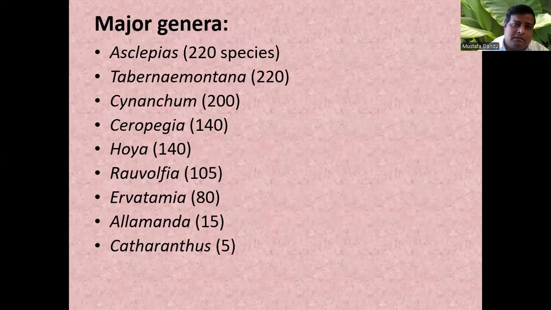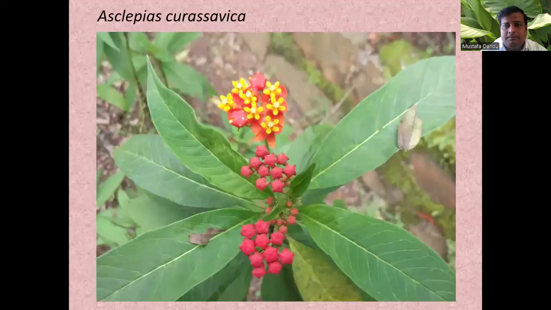Stigma united to gynostegium is seen. Here you can see the major genera: Asclepias, Tabernaemontana, Cynanchum, Ceropegia, Hoya, Rauwolfia, Vallaris, Allamanda, Catharanthus. Here you can see the number of species present in each genus. Asclepias 220, Tabernaemontana 220, Cynanchum 200, Ceropegia 140, Hoya 140, Rauwolfia 105, Vallaris 80, Allamanda 15, and Catharanthus 5.